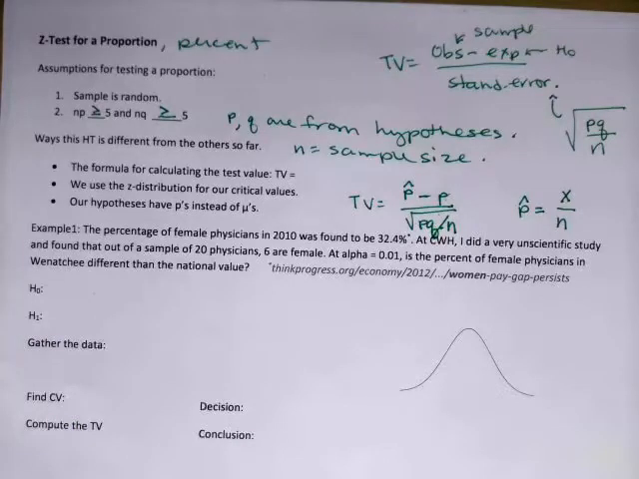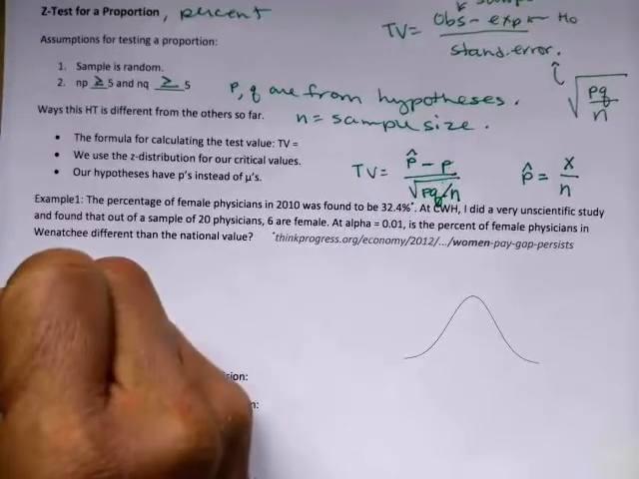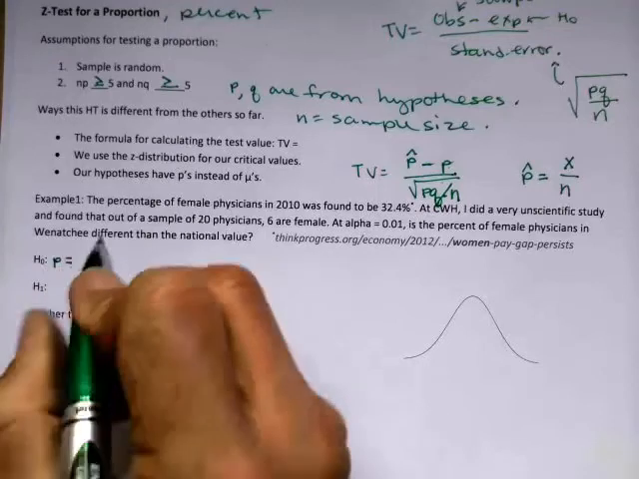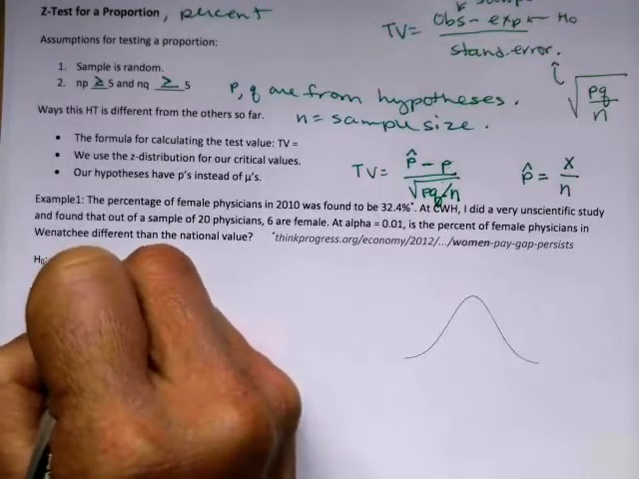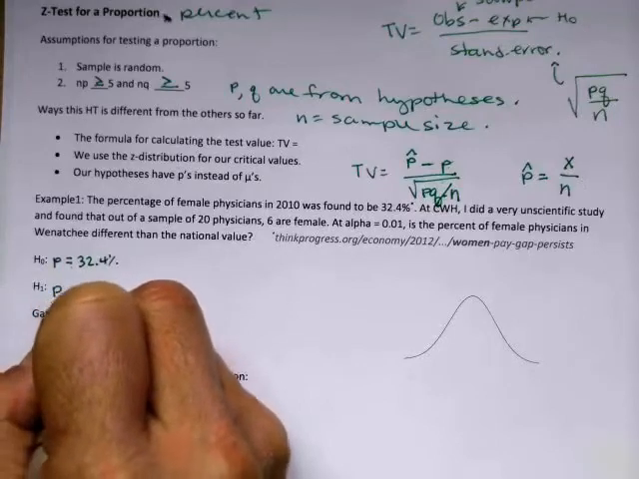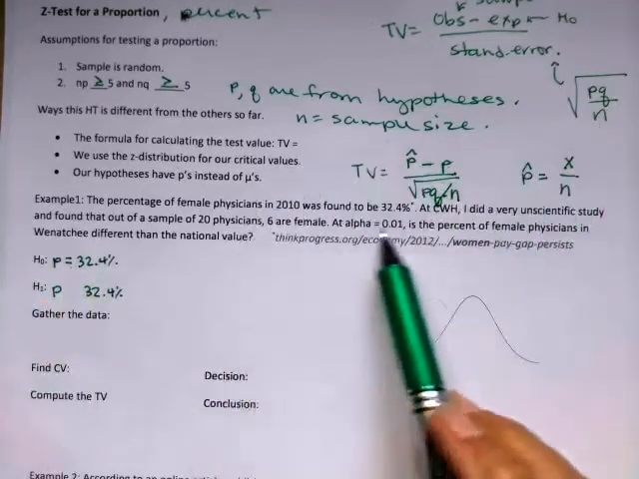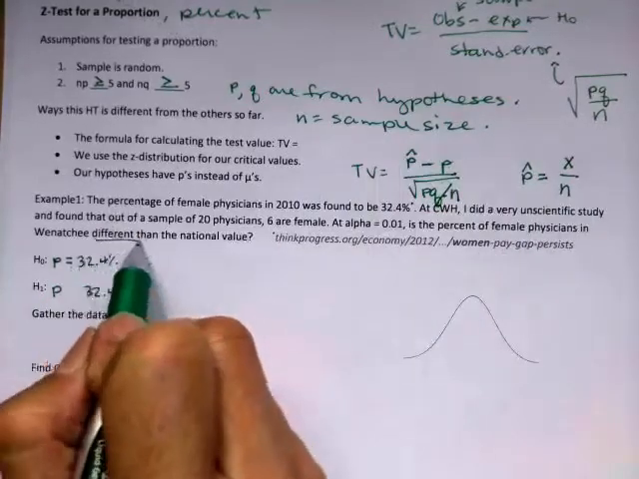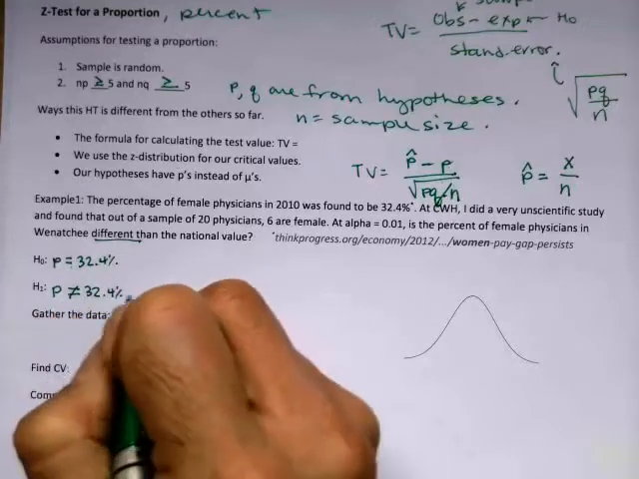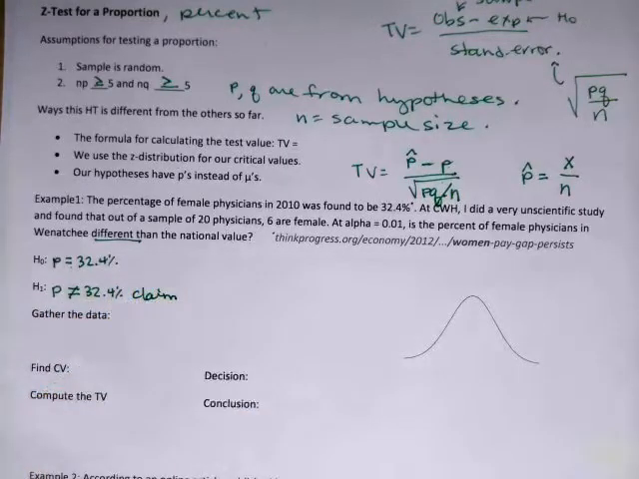Okay, so we're going to go through those same steps of hypothesis testing. We're going to write our hypotheses. So p equals, the null hypothesis gets the equal sign, 32.4%. Now for our alternative, we have to decide what sort of inequality symbol we want. Let's see, different, right? So different says not equal to, and we'll make that the claim since we don't have something specific for the other one.